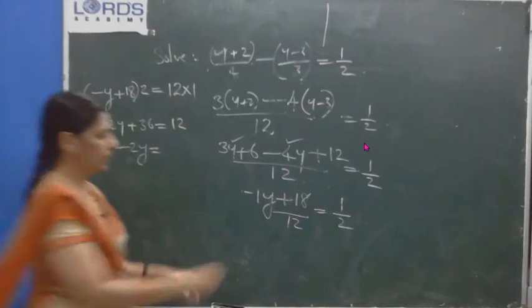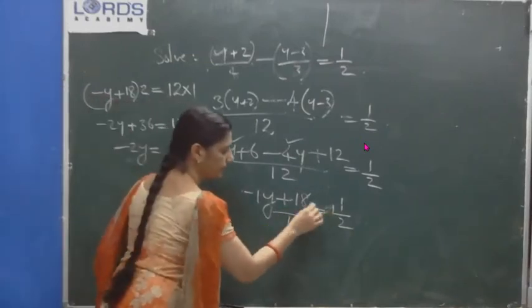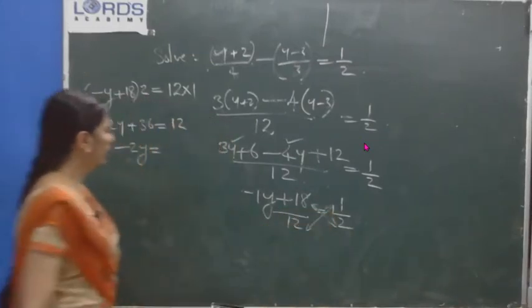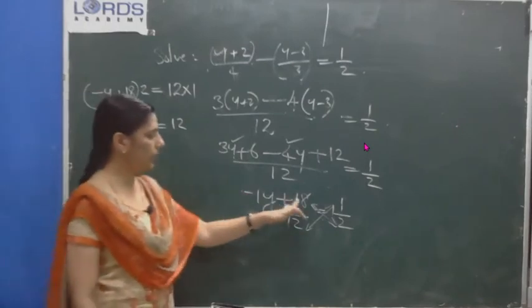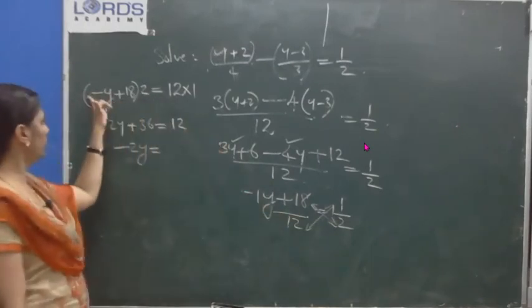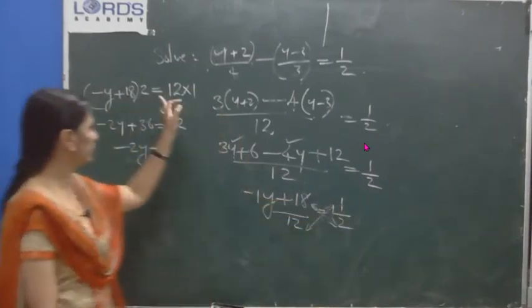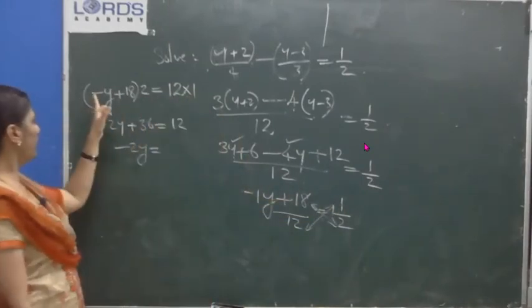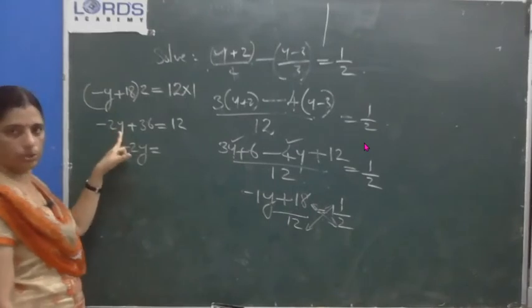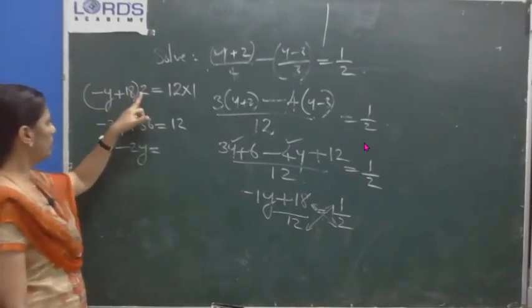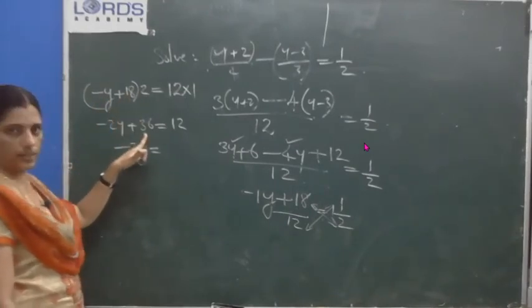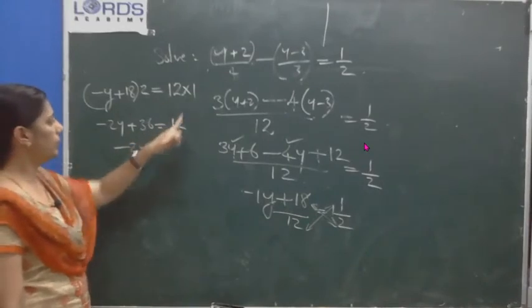Listen. Cross multiplied. Okay, negative 1y plus 18 into 2, you should keep the bracket, equal to 12 into 1. Okay, now open the bracket. Negative y into 2 is negative 2y. Negative y into, 18 into 2 is 36. Equal to 12 into 1 is 12.